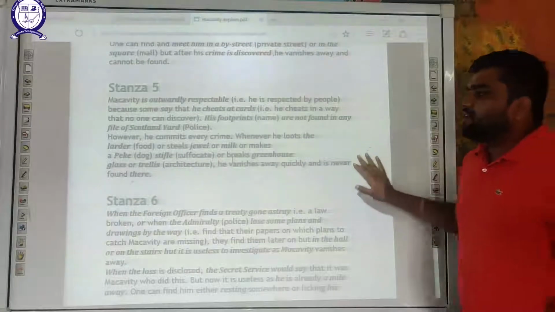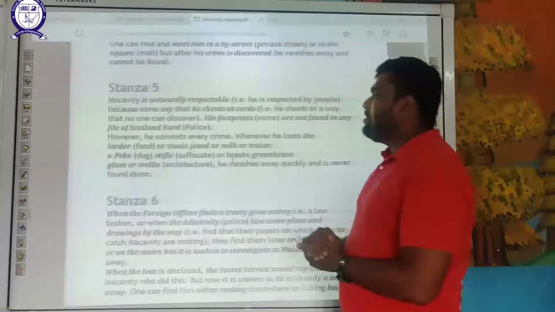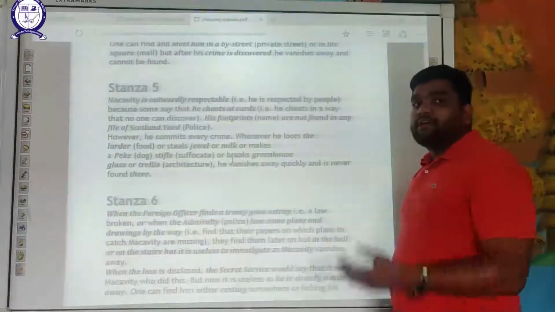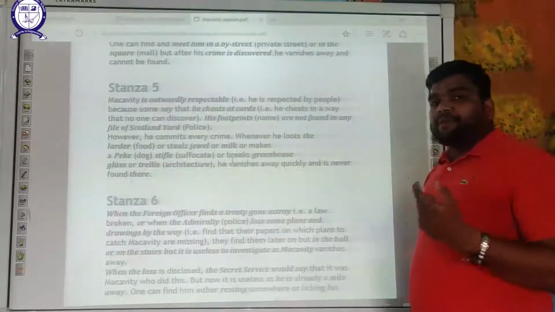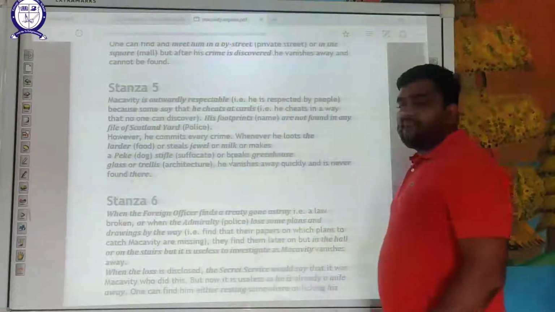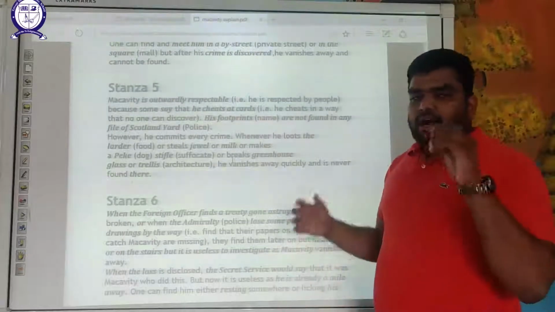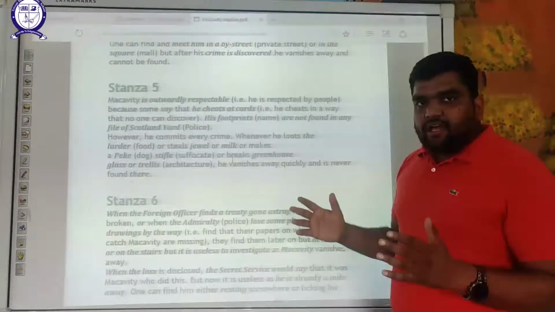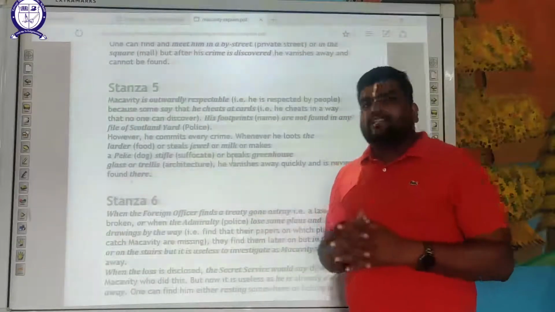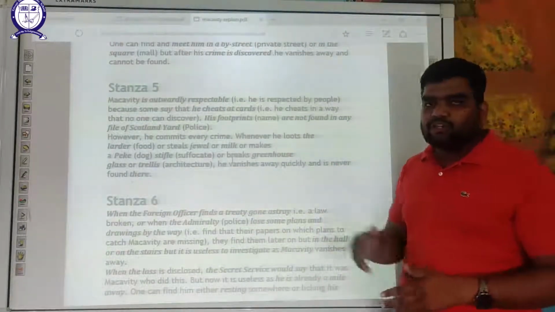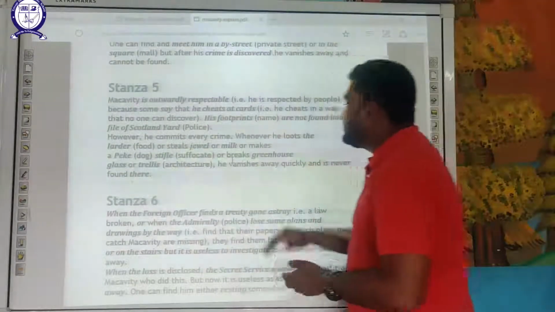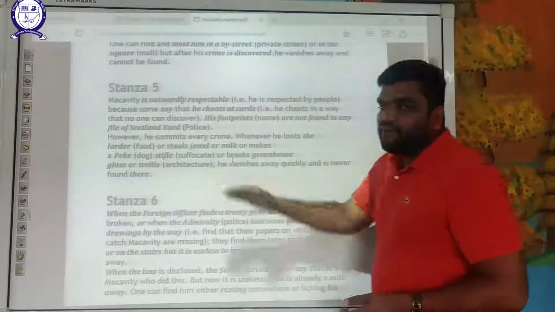Whenever he loots the larder, that is food, or steals jewel or milk, or makes a pig, pig is a dog, stifle, suffocate. Makes a pig run. Makes a pig suffocate. Okay. Or breaks greenhouse glass or trellis. Trellis is used for architecture. The architecture plans, the buildings that are designed. The small design of building that is made so that you can use it to construct the larger ones. Okay. Or breaks the greenhouse glass or trellis. He vanishes away quickly and is never found there.